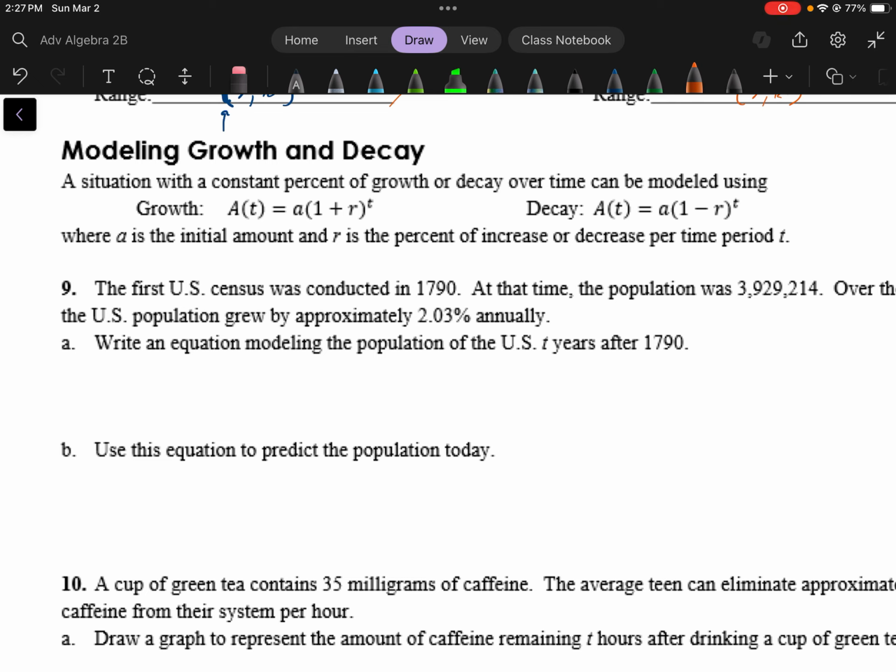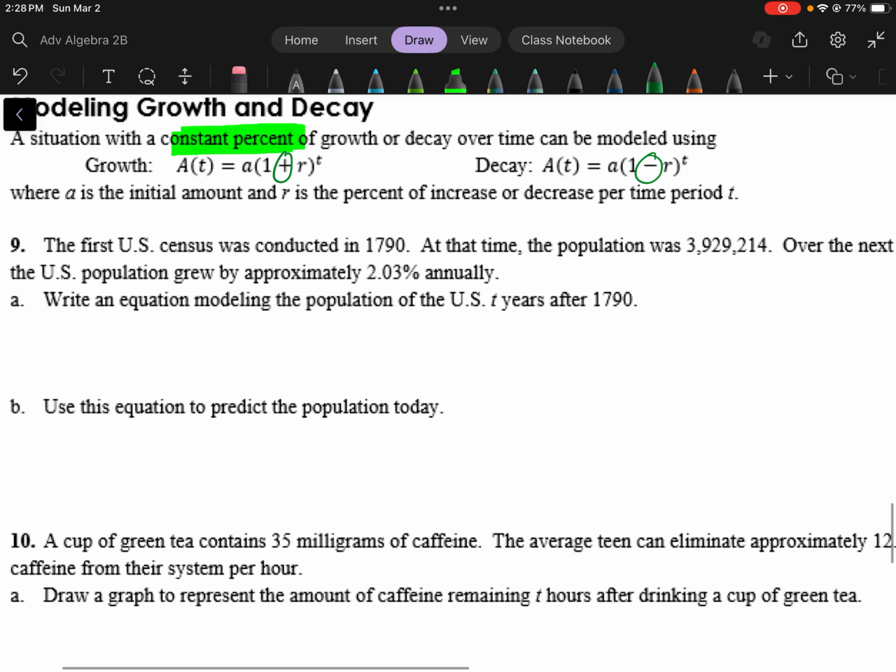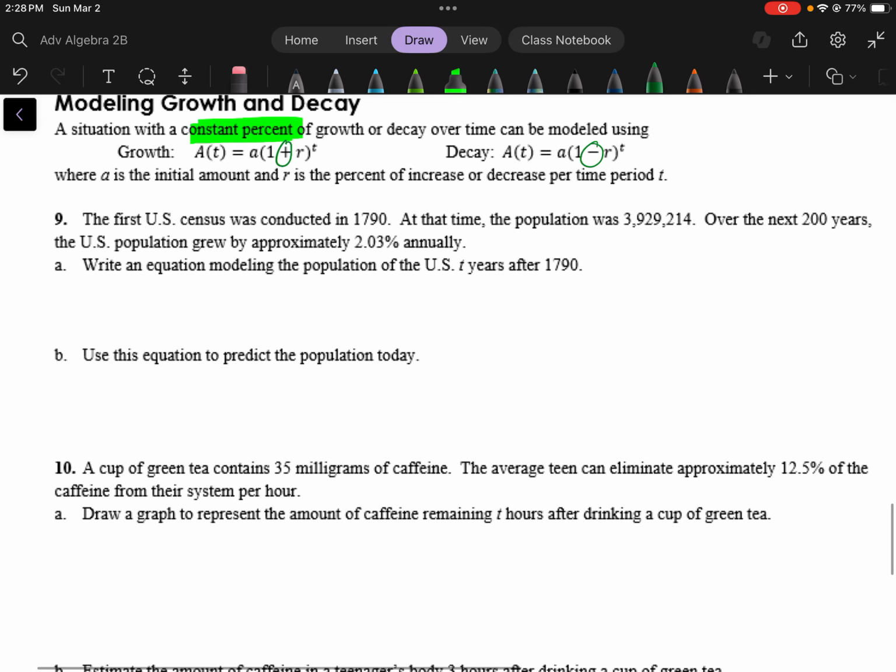So if we're growing or decaying by a constant number, we can use either one of these equations. Growth and decay equations are almost the same, except for growth you're going to be adding the rate that you're growing at, but for decay, you would be subtracting the rate that you're decaying at. It'll make sense once we do an example, but let's look at number 9.